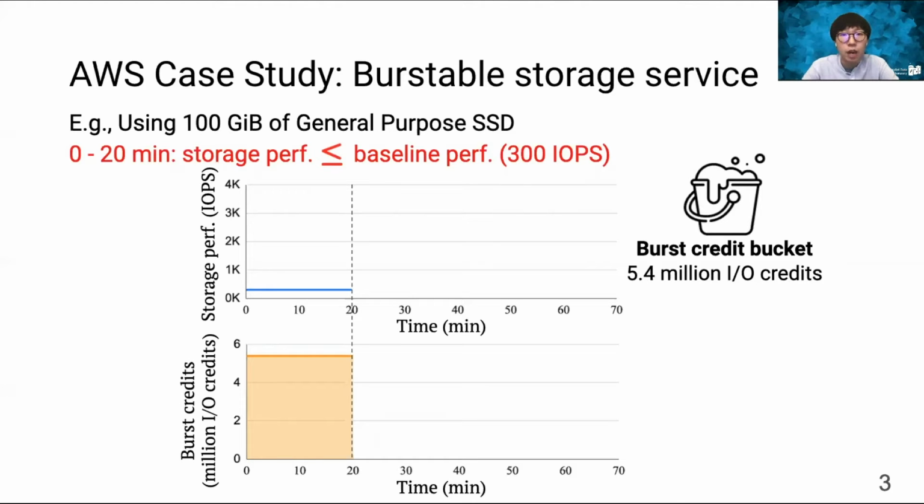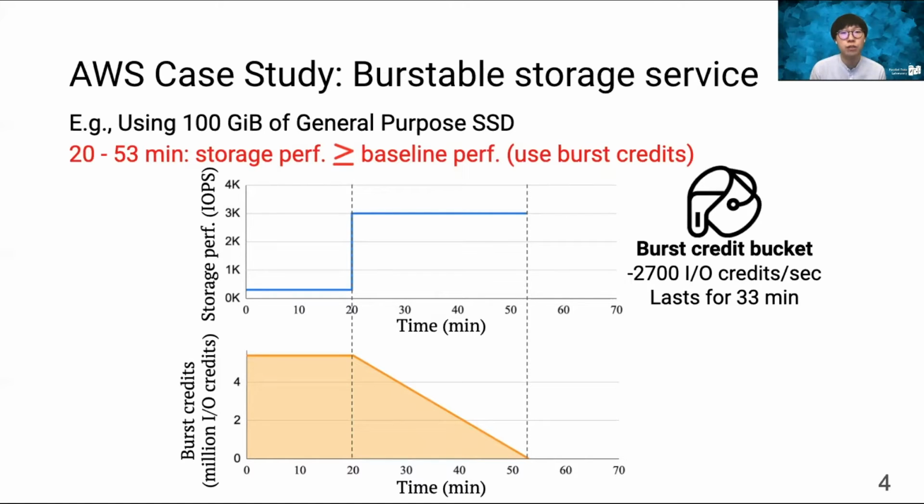The x-axis of the upper graph is time, and the y-axis is storage performance in IOPS. The x-axis of the lower graph is also time, and the y-axis shows how many burst credits are left in the same volume. When you use 100 GB of general-purpose SSD, its baseline performance is guaranteed as 300 IOPS, and it initially has 5.4 million burst credits. So, when this storage volume is less than or equal to the baseline performance, no burst credits are used, and the volume can serve the performance it requires to serve.